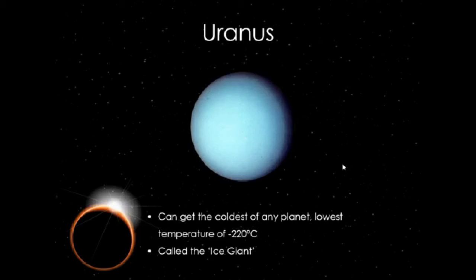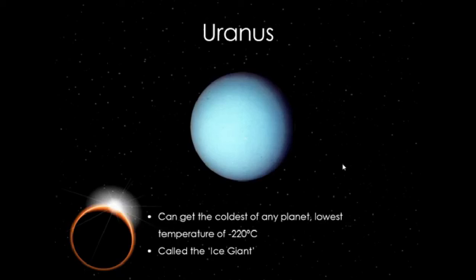Now, this is the first of our two ice giants, but Uranus actually is the coldest of any planet within our solar system. That is, once again, due to the atmosphere around it, which, like we talked about with Mercury, is not very good at trapping heat. Uranus is the same. It doesn't receive much heat from the sun, and the little heat that it does receive, it doesn't trap well at all. So it's a very, very cold temperature of minus 220 degrees.